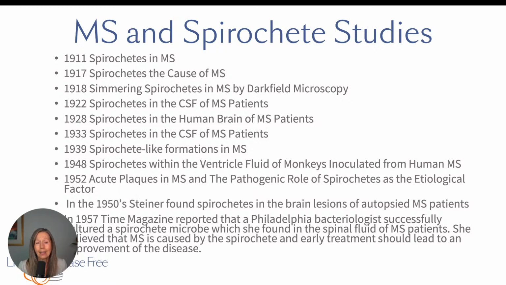Again, in 1957, Time magazine reported that a specific bacteriologist scientist successfully cultured a spirochete microbe that she found in the spinal fluid of MS patients, and she believed that MS was caused by the spirochete, and early treatment could lead to an improvement of the disease. Isn't that interesting? So what happened? We knew more about what caused MS back in 1911 than we do in 2025.